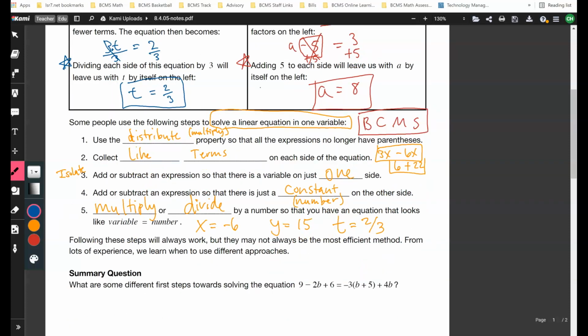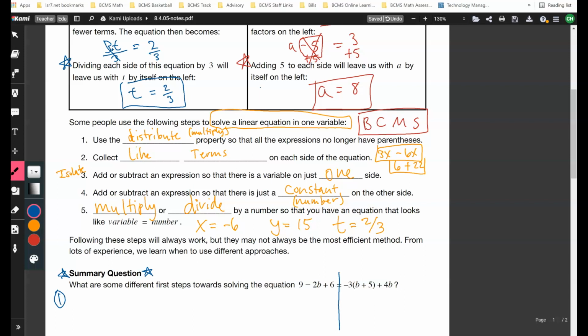So following these steps will always work, but they may not always be the most efficient method. From lots of experience, we learn how to use different approaches, right? So there's more than one way to solve these equations. That's what it comes down to when we think about it here, okay? So I'm going to go through, there's 3 different things that I can see to answer this summary question here at the end. Again, different ways to go about solving the problem. Order matters, but you have to choose it correctly based on your values, right? So let me give you my first example in blue of what I could do, okay? So I'm looking at this equation, right?